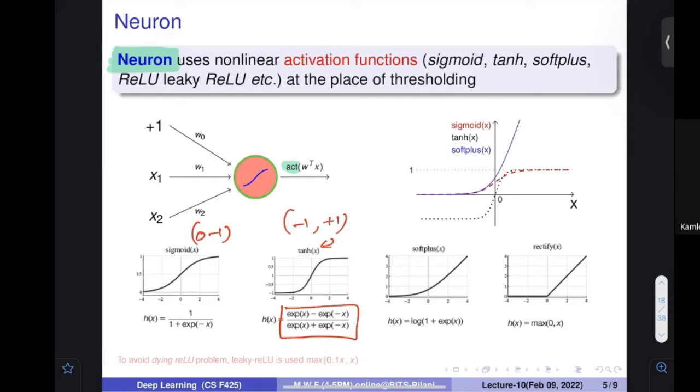In both of these functions, there is a problem: when you reach this particular point, you can see that the gradient actually decreases. The gradient is very high at this particular point, but it actually decreases when you saturate. At that time, the gradient is very small.